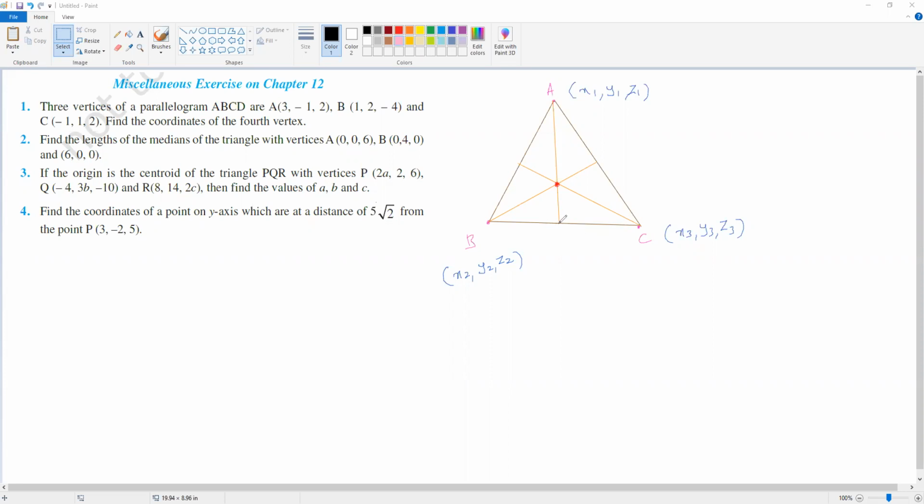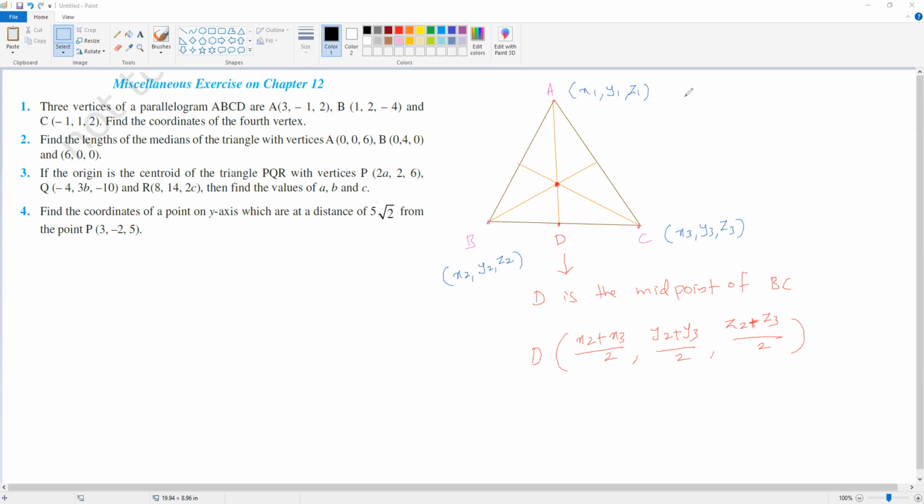First of all, you can just call this D. So D is the midpoint of BC. Therefore the coordinates of D are x2 plus x3 by 2, y2 plus y3 by 2, z2 plus z3 by 2. That's the coordinates of D.